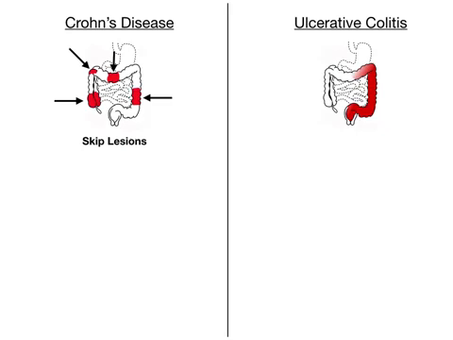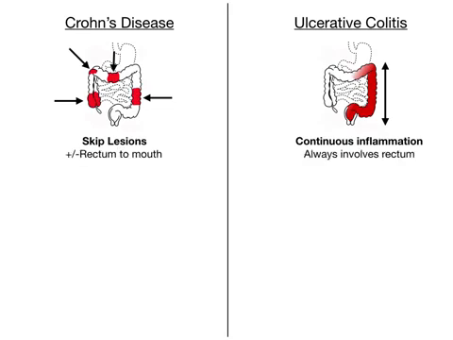Now let's contrast that with ulcerative colitis. In ulcerative colitis, it always has rectal involvement and it's always continuous inflammation. So you see in the picture on the right that the inflammation extends from the rectum up until about the transverse colon, but it's in a continuous fashion. It does not skip around in ulcerative colitis. So again, anywhere from the rectum to the mouth in Crohn's disease, but in ulcerative colitis, it always involves the rectum.